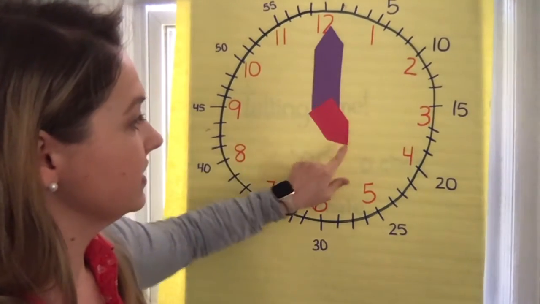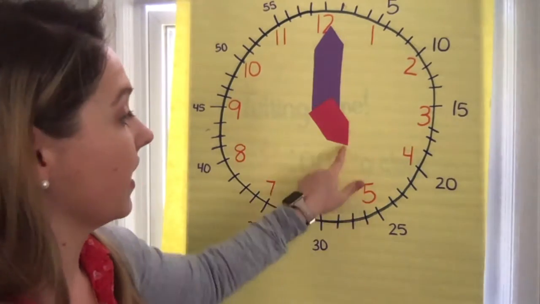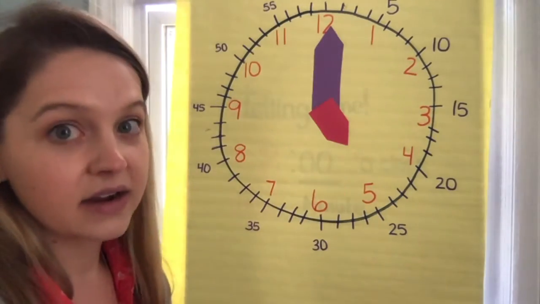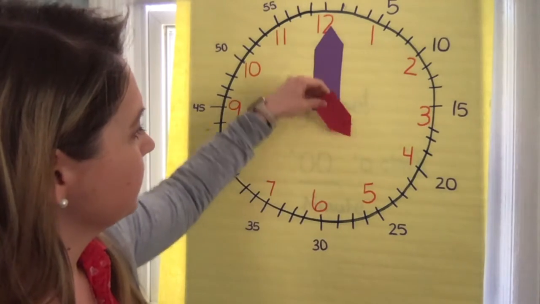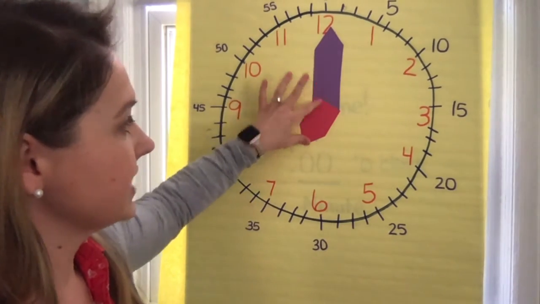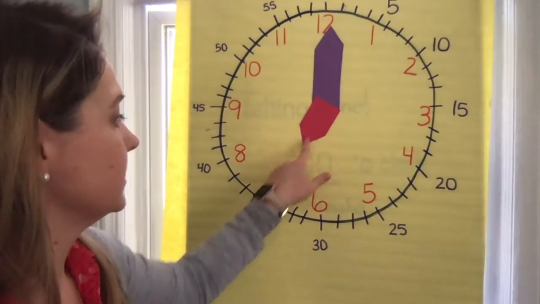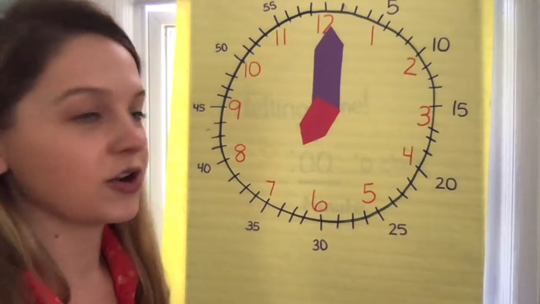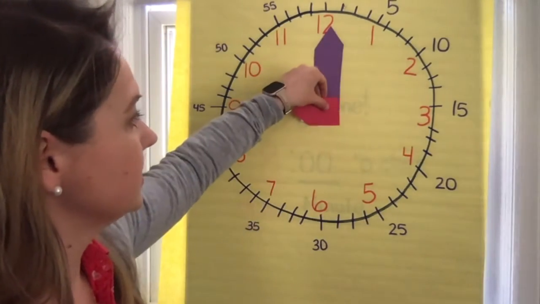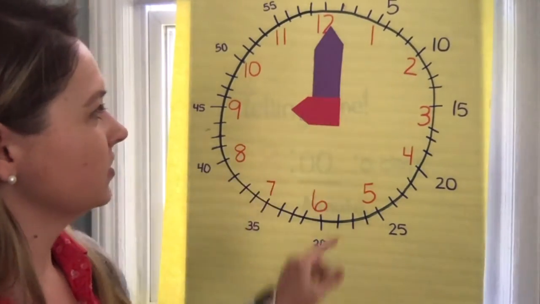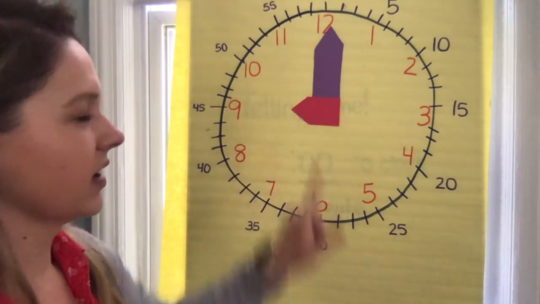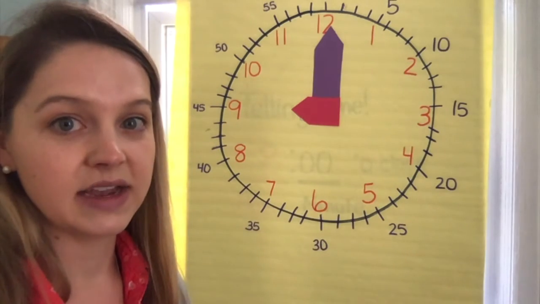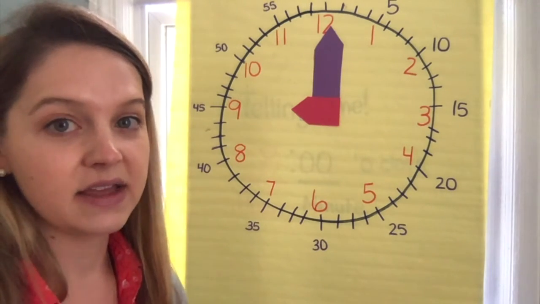If I wanted to read this time on the clock, I would read this as 5 o'clock. If I wanted to read this time on the clock, I would read this as 7 o'clock. Now you try one. What time is this showing on the clock? Use your eyes to connect the hour hand to the number. Use an imaginary line to connect the number to the hour hand. Go ahead and say that time out loud.